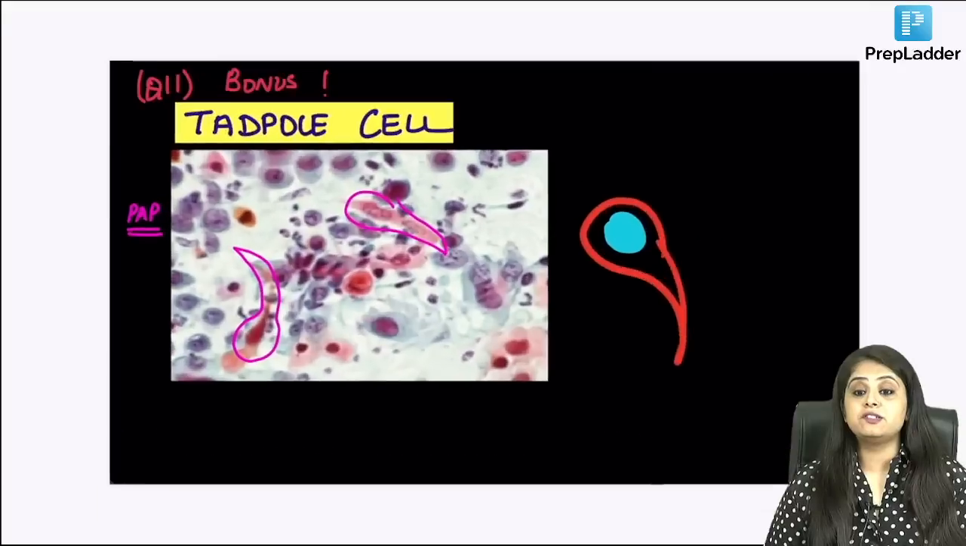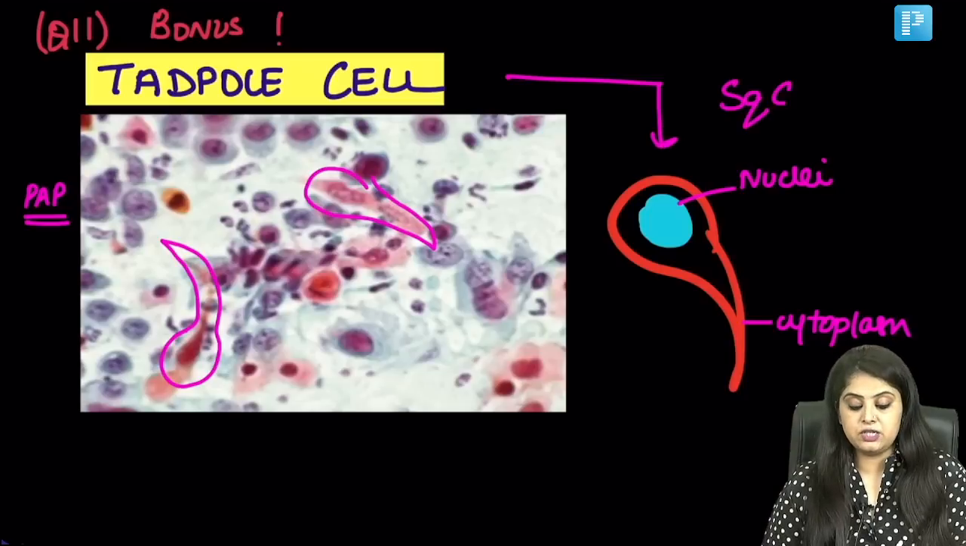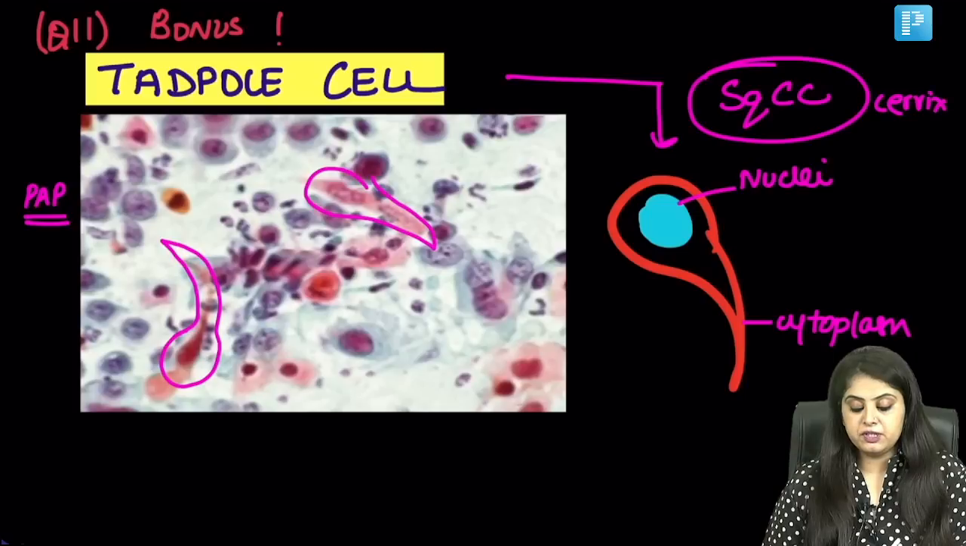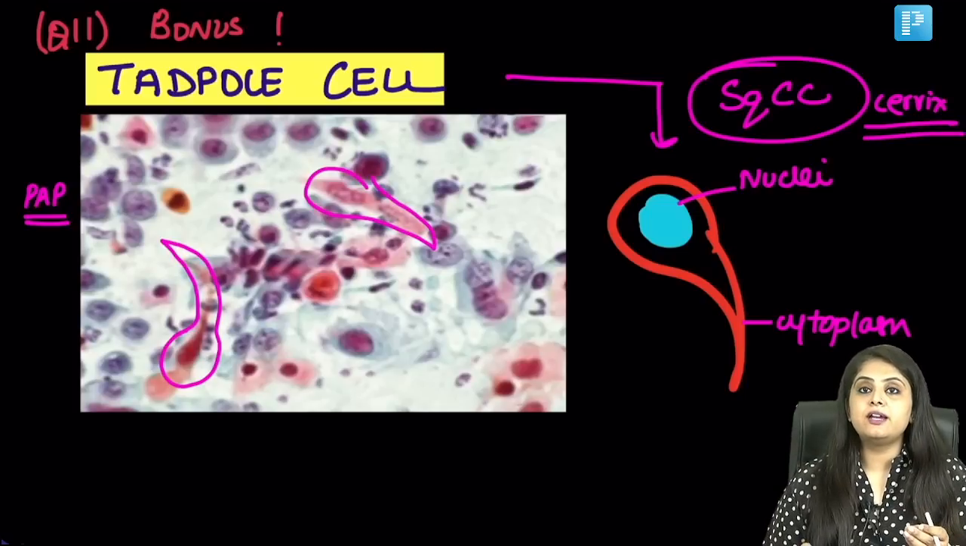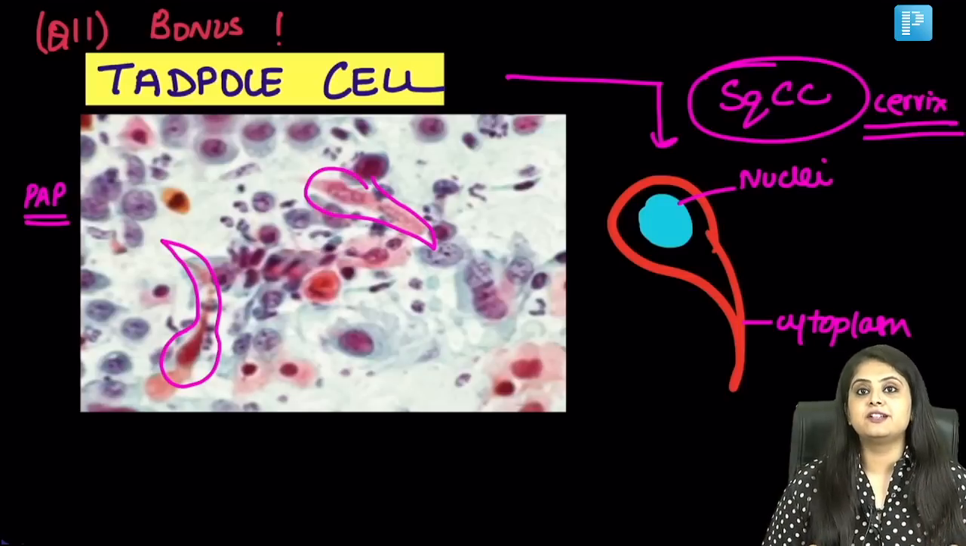These are known as tadpole cells. The big head is because of the nucleus, and the cytoplasm has made a tail over here. This tadpole cell does not tell you any infection. It tells you squamous cell carcinoma of the cervix. So a pap smear was never a screening modality to know for infections. Pap smear in the cervix was to screen for cancers. And this is how squamous cell carcinoma looks.